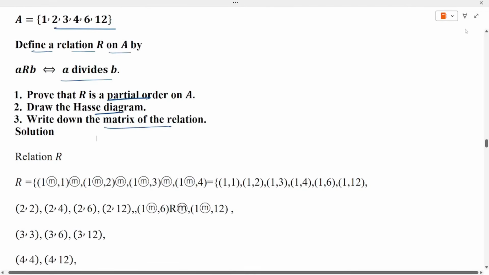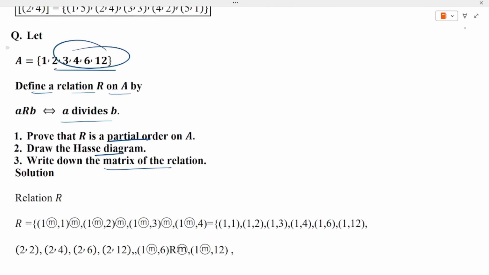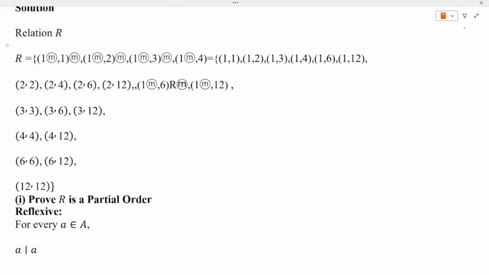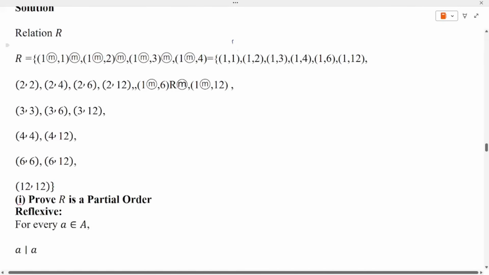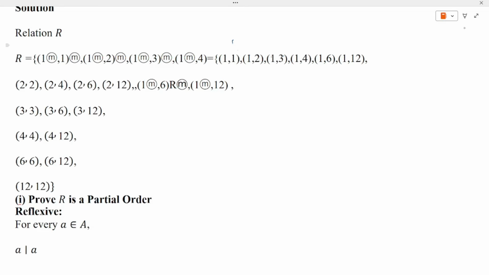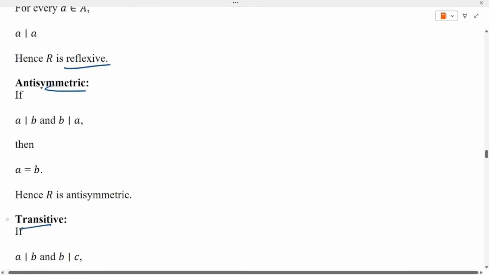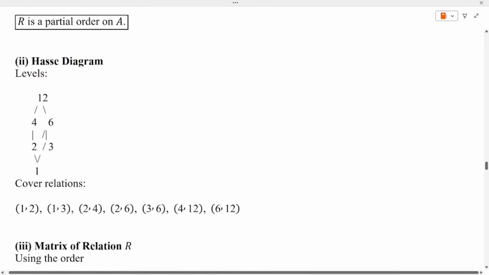That means they have given A divides B in this relation, right? So when you have to see that, you will be having 1 comma 1, 1 divides 1, 1 divides 2, 1 divides all the things, 2 divides evens, 3 divides its multiples, 4 divides, 6 divides, then 12 divides. And for partial order, you will be checking reflexive, anti-symmetric, and transitive, and you will be saying it is a partial order.